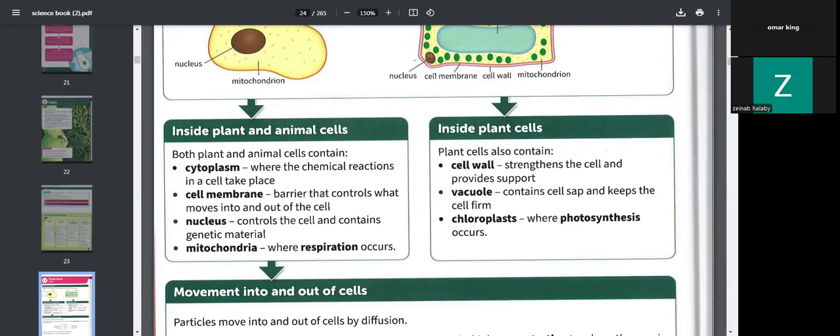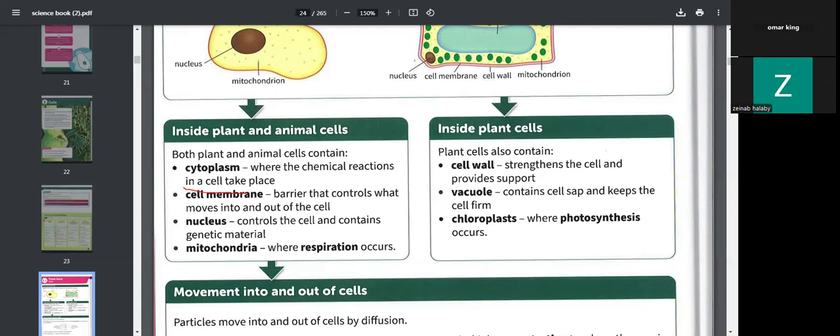Cytoplasm is a jelly-like substance where the chemical reactions occur. Cell membrane is a barrier that controls the exit or entrance of substances to the cell. Nucleus contains the genetic material and controls the growth of the cell. Mitochondria is where respiration occurs, which is cellular respiration.